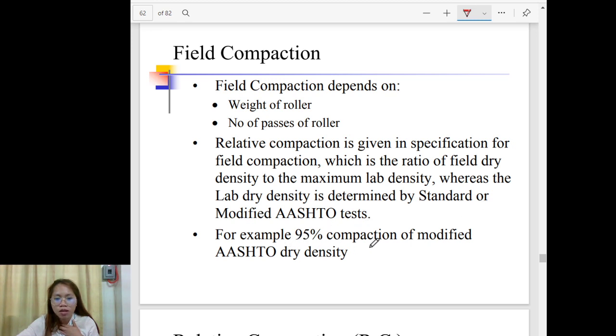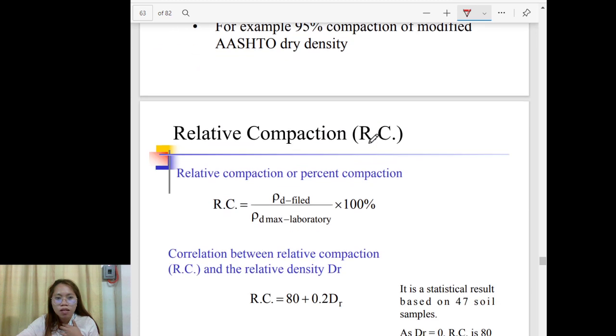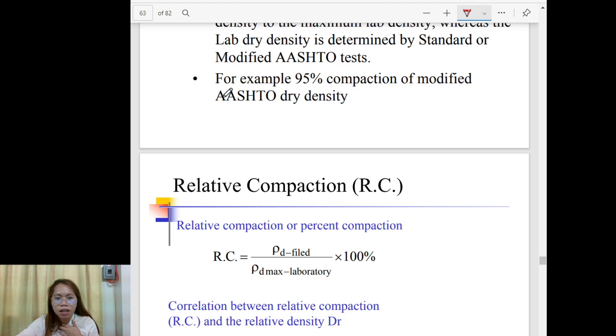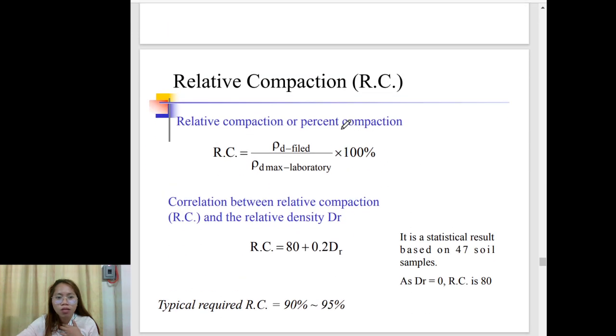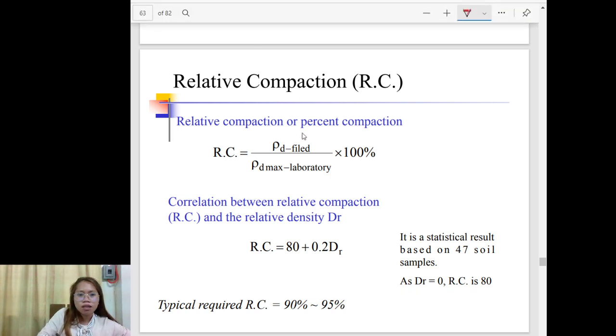For example, 95% compaction of the modified AASHTO dry density, no? 95% is specified by the AASHTO. So this is the relative compaction. So there is a relationship now between the dry density in the field. This is not filed, but this is field, F-I-E-L-D.